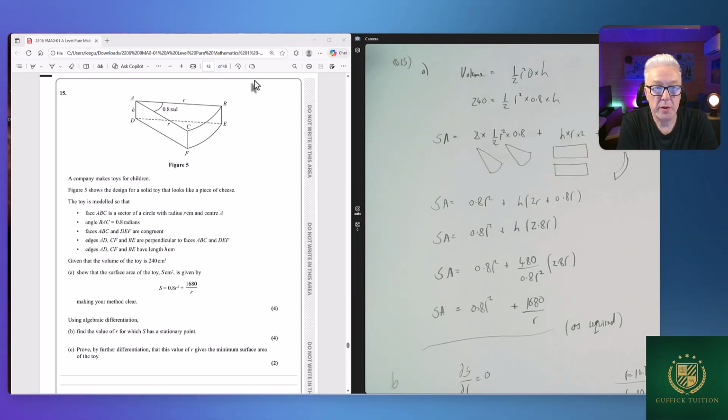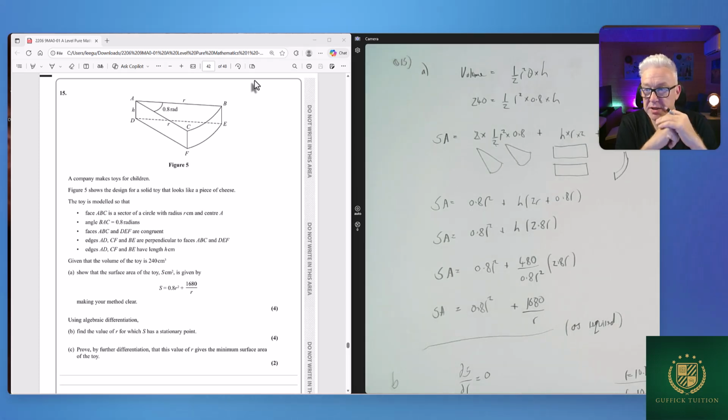Hi everyone, we're on question 15 now of paper 1 for Edexcel A-Level 2022, and we've got what's called a differentiation optimization question, and I really cannot emphasize enough how important these kinds of questions are. They come up quite frequently. They're a favorite across a number of exam boards, who like them because they know that it really separates students well in terms of their understanding. So very, very popular with examiners.